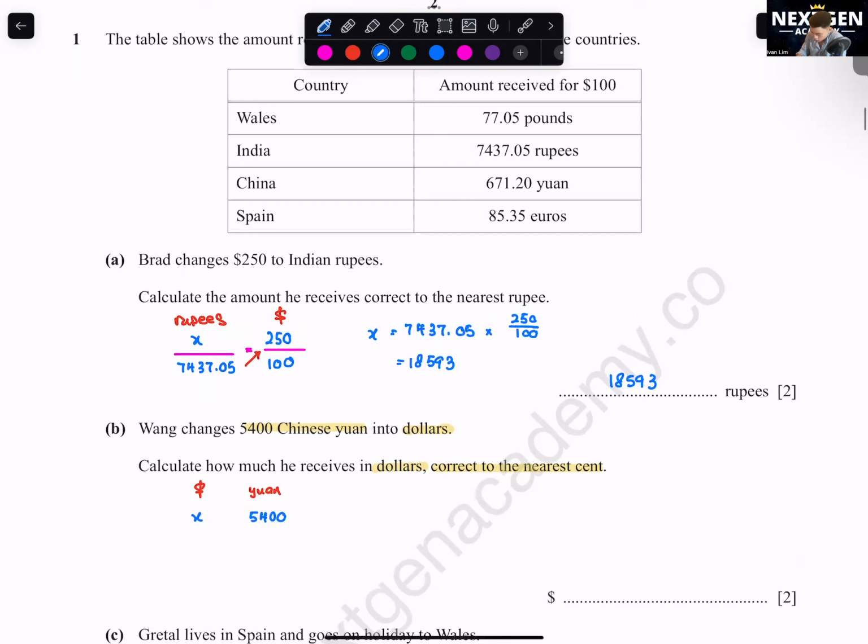They gave us a conversion. $100 is 671.20 yuan. I can write it into a ratio like this, then change it into a fraction. Then all I need to do is multiply up this 100. So x is equal to 100 times 5,400 over 671.20.